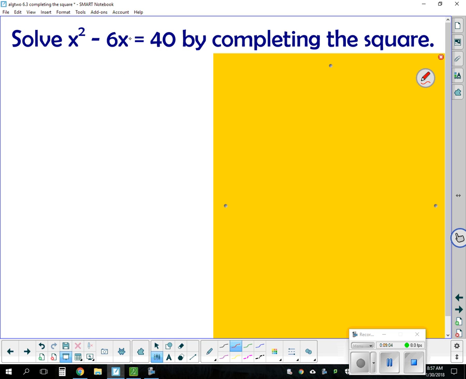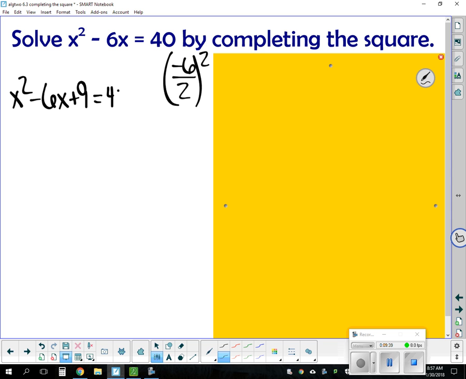Okay? We have to figure out what we're going to add to make this turn into a perfect square trinomial. The way you find that, you take your b, which is, do what to it? Divide it by 2, which is negative 3, and then do what to that? Square it. What is negative 3 squared? 9. So we are going to add 9. But this is an equation. Whatever you do to one side, do to the other. So we have to add 9 on the other side as well to keep our equation balanced. Is everybody okay with coming up with the plus 9?